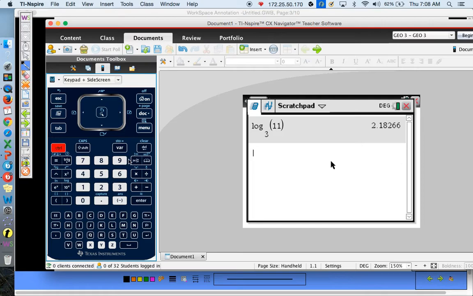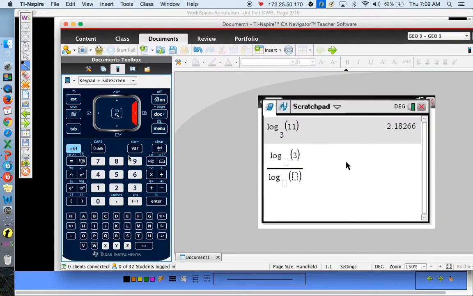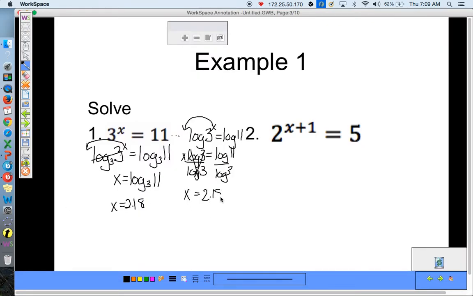And on your calculator, we can make that fraction. Log, you don't have to put in a base 10, it will assume it. Log, did I do these backwards? Yep, it should be log 11 divided by log 3. Whoops. So you'll see we get the same answer.